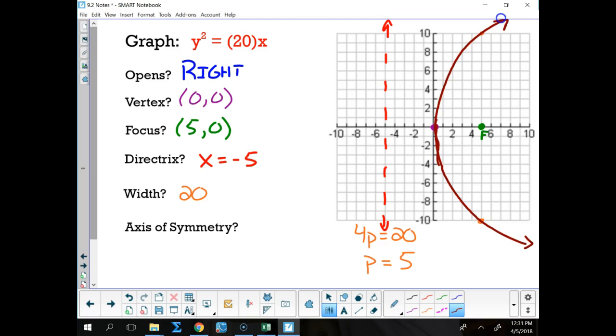And lastly, what is my axis of symmetry? Y equals 0. And that's it. Do you want us to label the axis of symmetry? Okay. We can put it on there, I suppose.